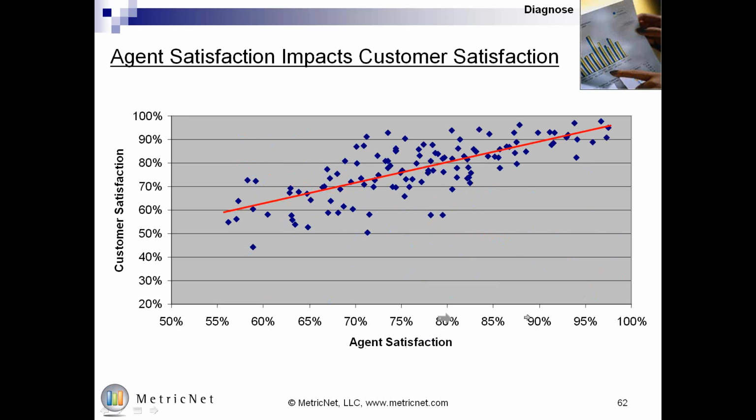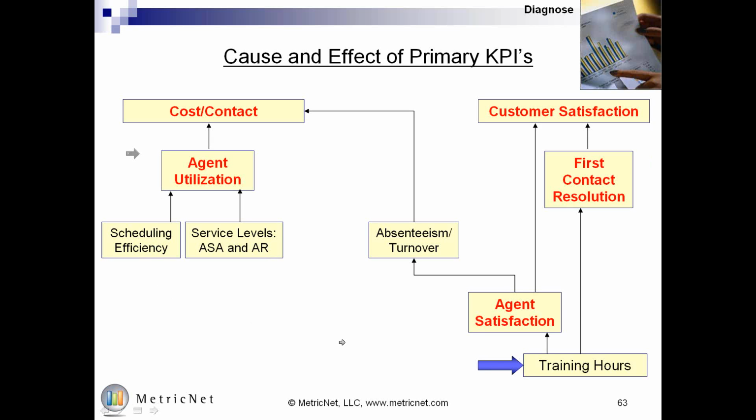Now, agent satisfaction also is positively correlated with customer satisfaction. Again, you don't have to take my word for it. This is the data. Page 62, blue diamonds are data points. Red line is a linear regression through the data. The higher the agent satisfaction goes, the higher the customer satisfaction goes.